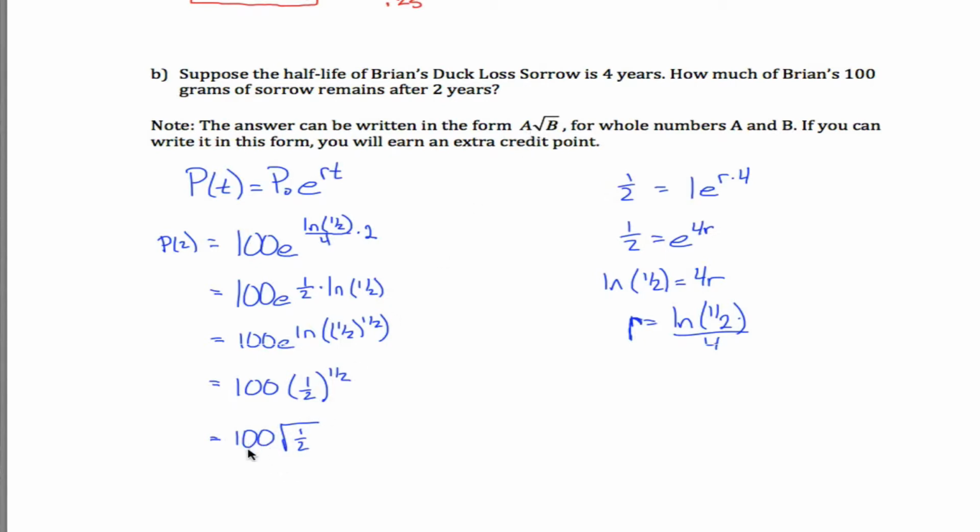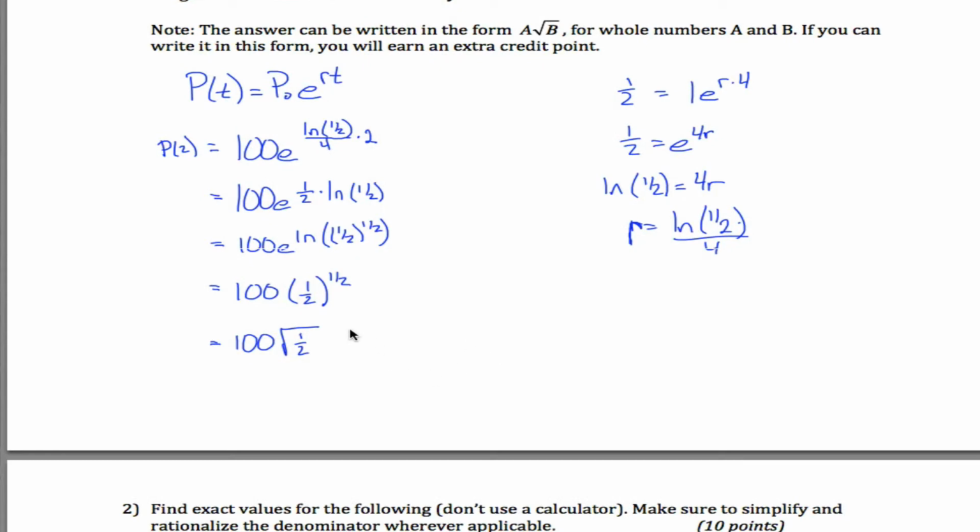And realistically, if you get this, I bet the grader will take pity on you and give you the extra credit point. However, it says A and B should be whole numbers. It's not a whole number, it's a fraction, 1/2. But you can deal with that.